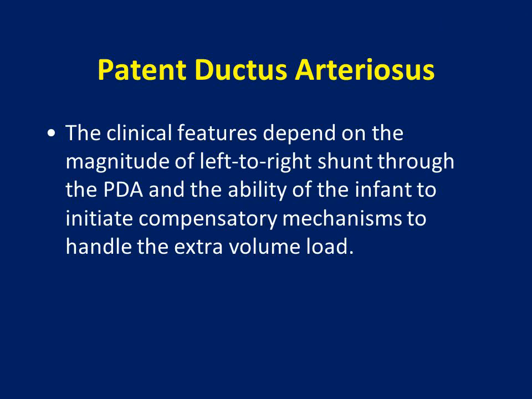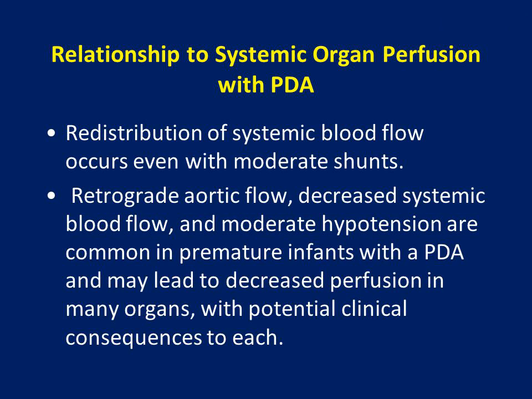The clinical features depend on the magnitude of left to right shunt through the PDA and the ability of the infant to initiate compensatory mechanisms to handle the extra volume load. Relationship to systemic organ perfusion with PDA: redistribution of systemic blood flow occurs even with moderate shunts. Retrograde aortic flow, decreased systemic blood flow, and moderate hypotension are common in premature infants with a PDA and may lead to decreased perfusion in many organs, with potential clinical consequences to each.